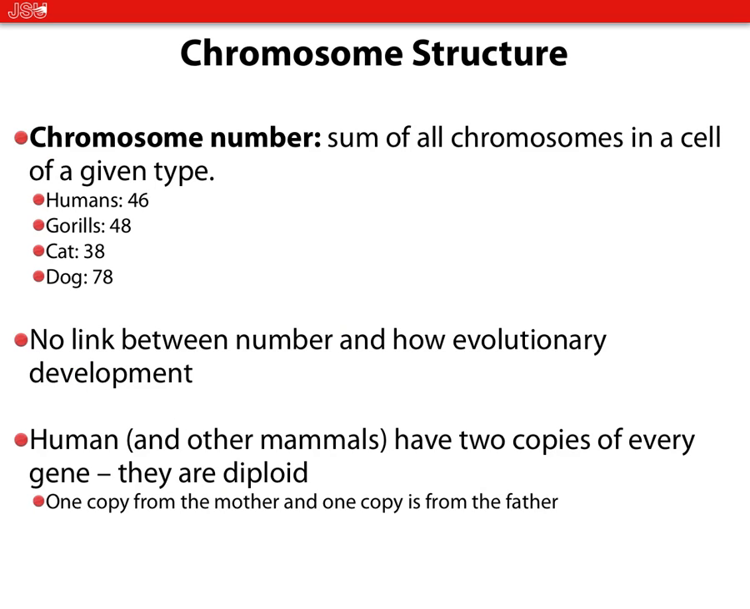Chromosome number is the sum total of all chromosomes in a cell. I'll say that again. Chromosome number is the sum total of all chromosomes in a cell. Now, there's no link between the number of chromosomes and evolutionary development. A dog is not more evolutionarily developed than a human, and a gorilla is probably not more evolutionarily developed than a human either. But they have more chromosomes. That actually comes when they have fusing of chromosomes. We'll talk about that later.